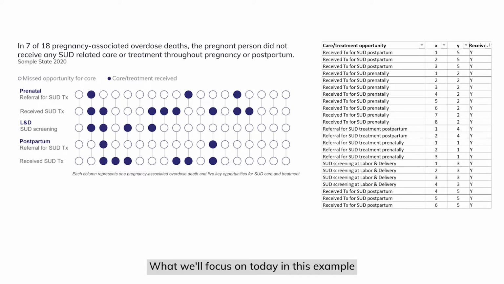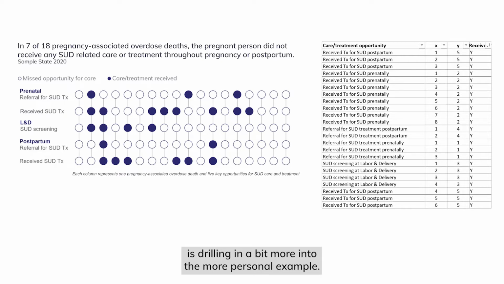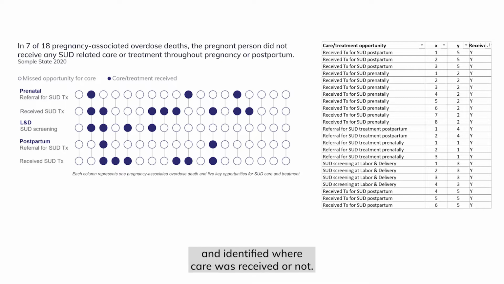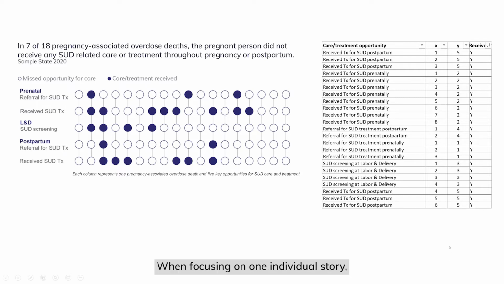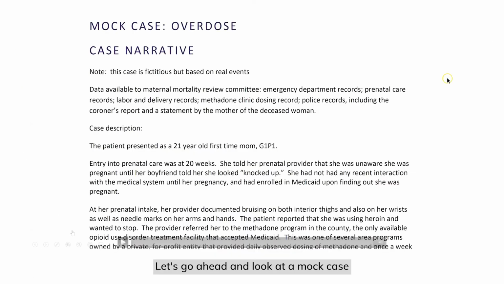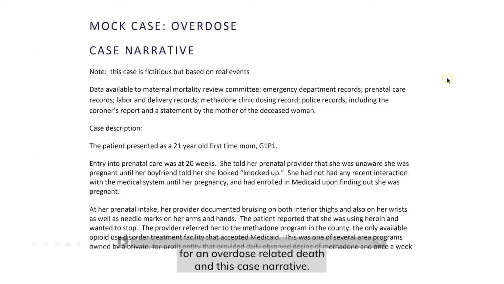What we'll focus on today in this example is drilling in a bit more into the more personal example. In a more personal story, we focus on one individual person's journey. Here, we would want to go back into a case narrative. You can see that in our more aggregate data, we've created specific stop points along that continuum of care or journey and identified where care was received or not. When focusing on one individual story, we can be a bit more nuanced in where we focus our efforts. Let's go ahead and look at a mock case for an overdose-related death and this case narrative.